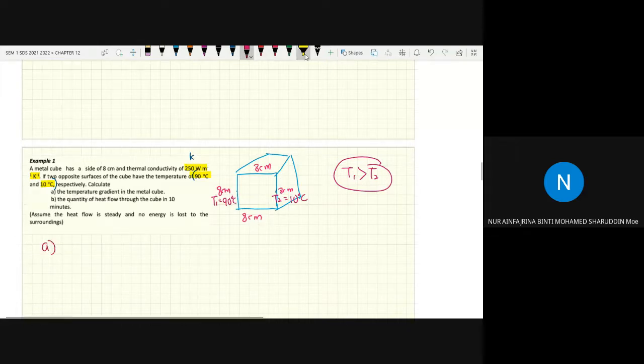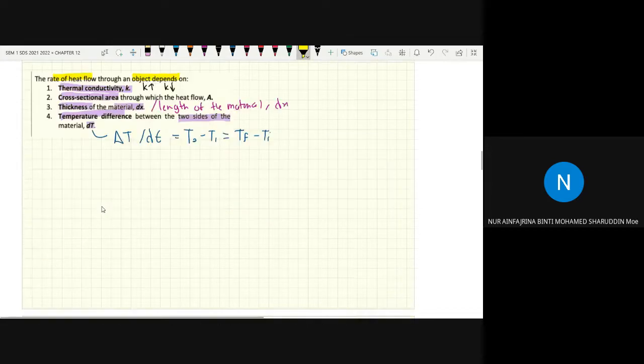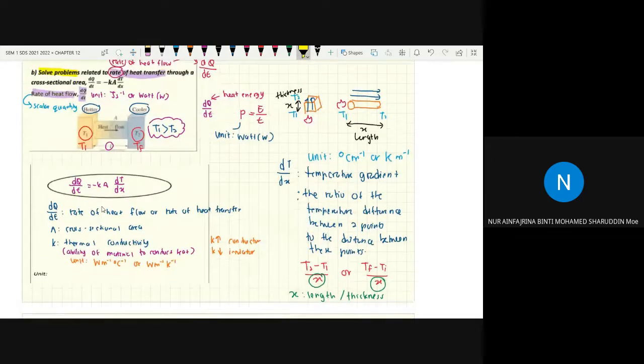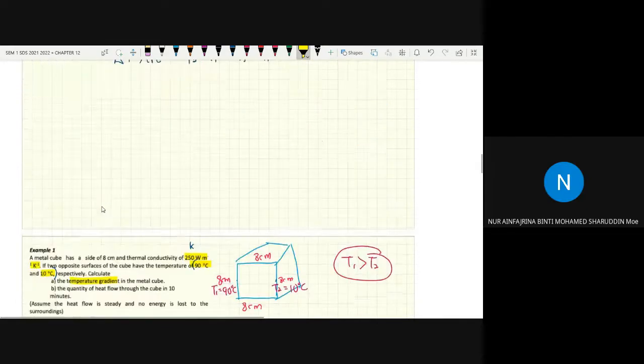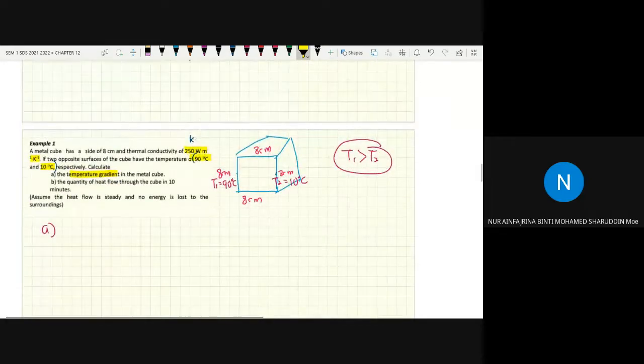So Miss kena calculate temperature gradient. So what is the formula for temperature gradient? Cuba tengok balik. Apa formula temperature gradient? Anyone? T2 minus T1 divided by X. Very good. So sebenarnya temperature gradient adalah dT over dS, where dT awak ni adalah T2 minus T1 bahagi dengan X.